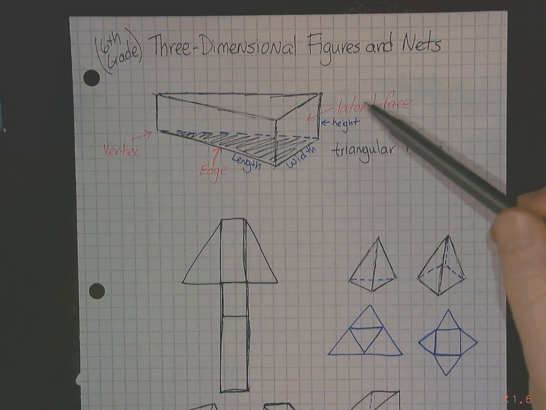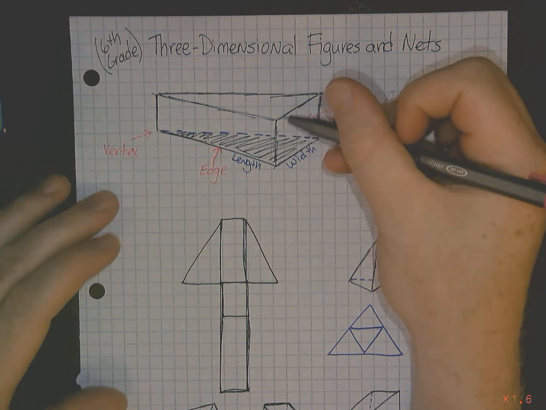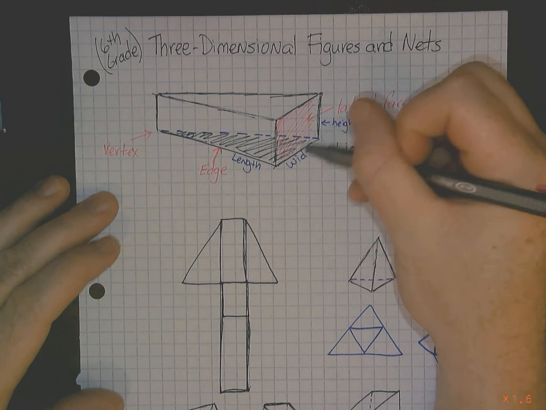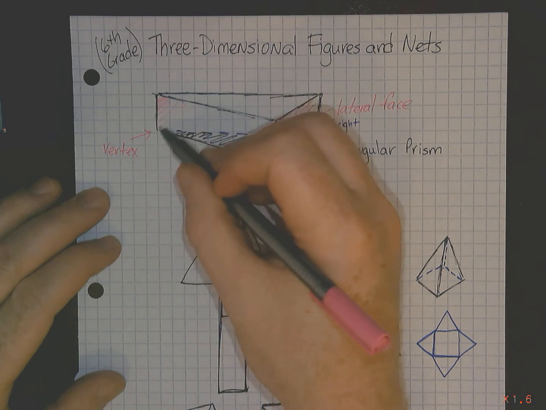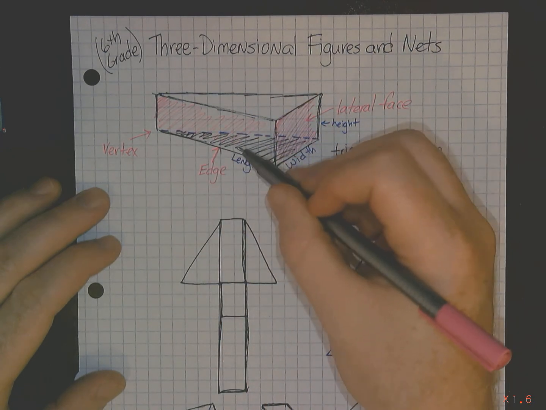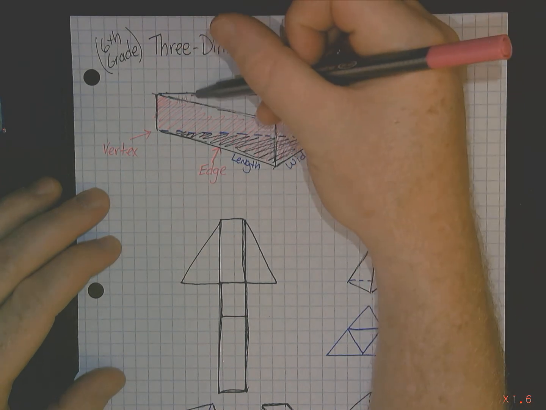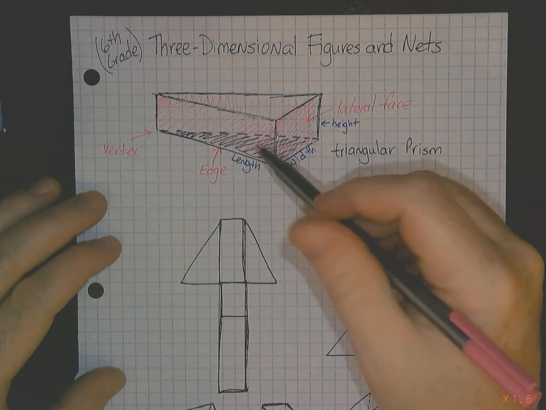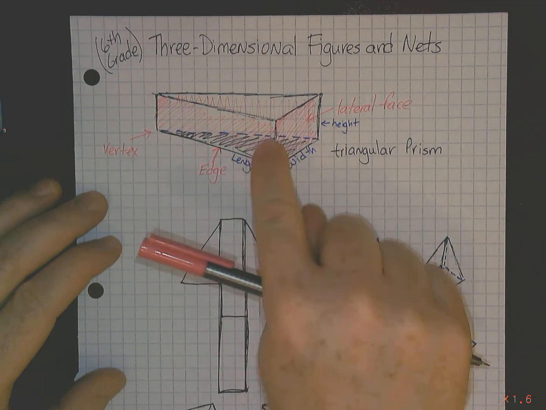So the lateral faces, those are basically just the sides of this figure. Let me see if I can shade that in. Okay, this is a lateral face. This part here is also a lateral face. And this part here in the back that you can't see, right? This is also a lateral face. So lateral face is what goes around the object. It's not including the base on the bottom or the base on top.